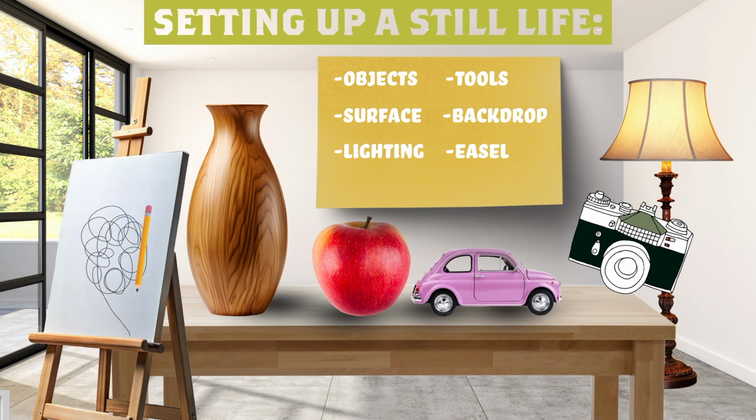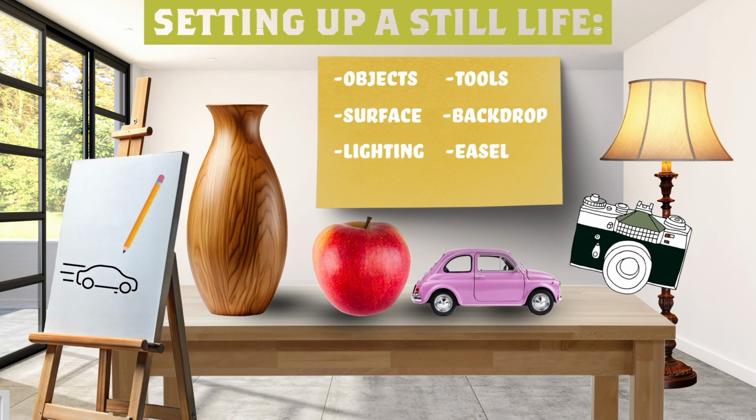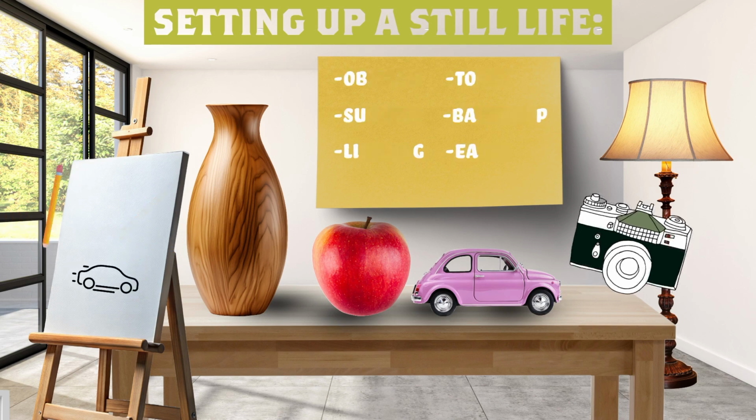Next, find a flat surface like a table to place your objects upon. Consider using a textured or wood table or a plain draped cloth for contrast. Position your still life near a window for soft, natural, and diffused light, or use a lamp or a direct light to control your shadows and highlights.